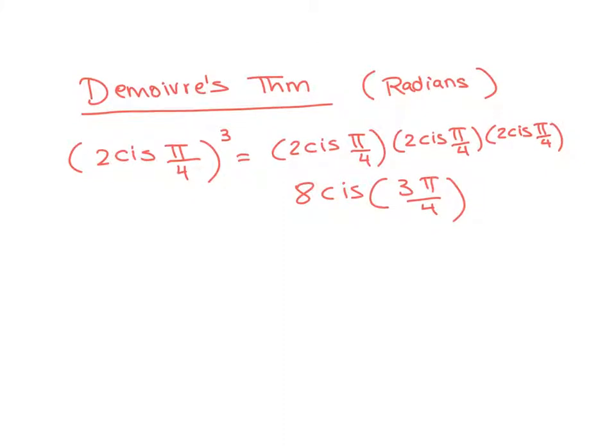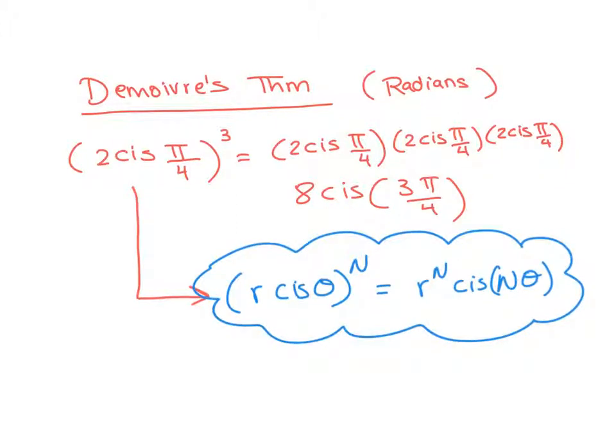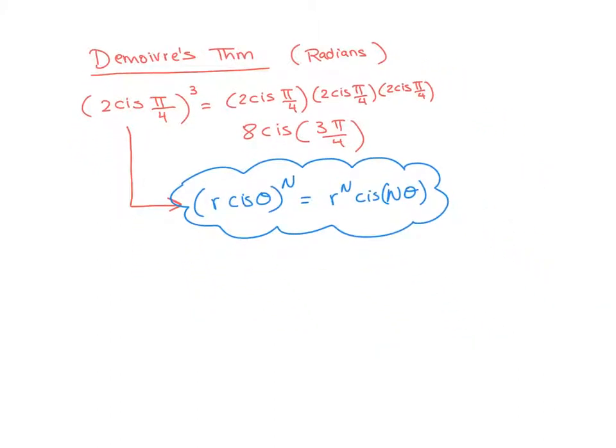Now let's compare the answer that I got over here with the original one. So 2 to the power 3 will give me 8, and 3 times pi over 4 will give me 3 pi over 4. So the general rule for DeMoivre's theorem is, if I have something in the form of r cis theta to the power n, that's going to equal r to the power n cis n theta. That is DeMoivre's theorem. So let's take an example to see how we can apply it. Example number 1.